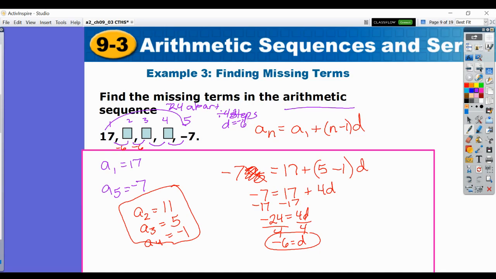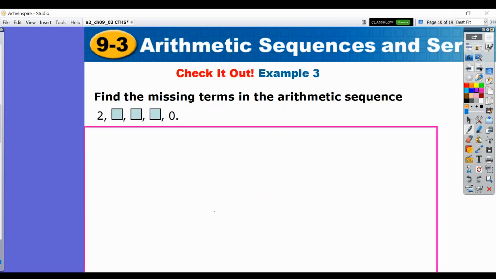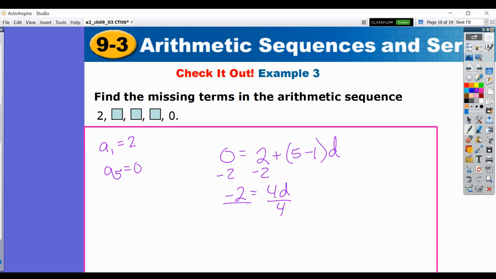Let's try another one of those just so you get a little bit of practice. So this one, the first term is a 2. And this is the 1, 2, 3, 4, it's the fifth term again. So I'm going to start with my fifth term. Take the first term plus 5 minus 1 times d. So I need to figure out what that will be. So let's subtract 2. Divide by 4. Looks like it's negative 1/2.